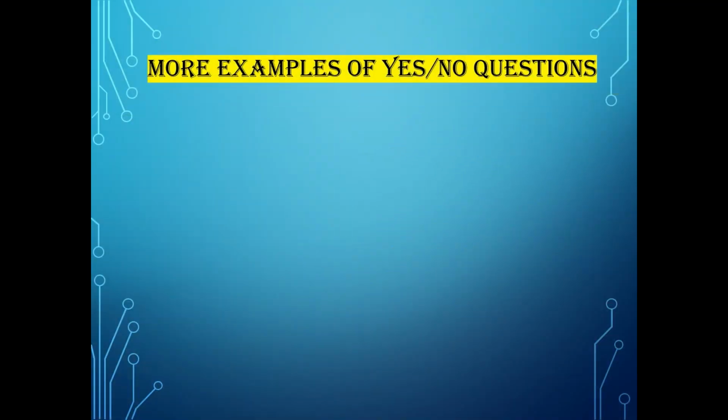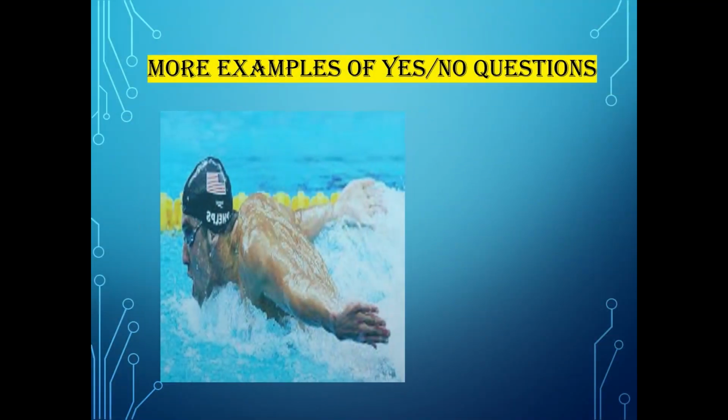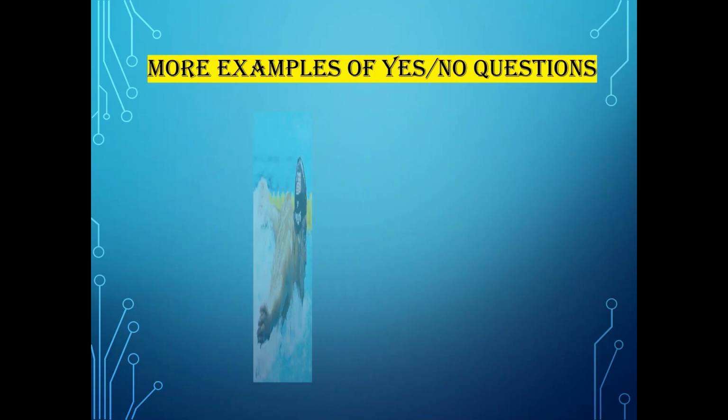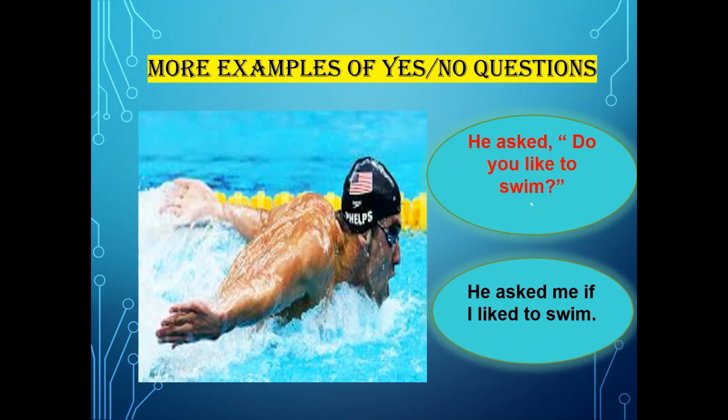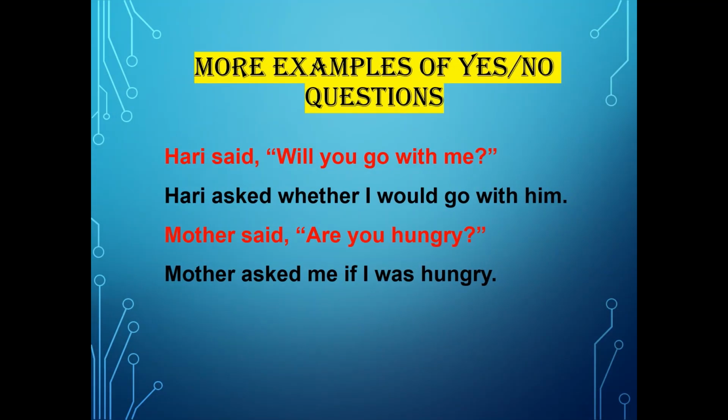Another example of yes or no type question. He asked, "Do you like to swim?" And if we change this sentence into indirect speech, the answer will be he asked me if I like to swim.